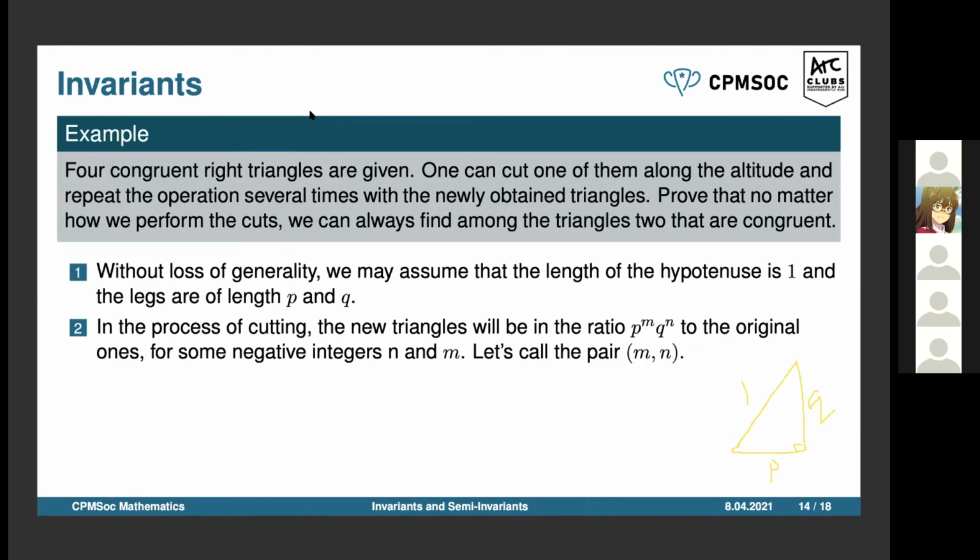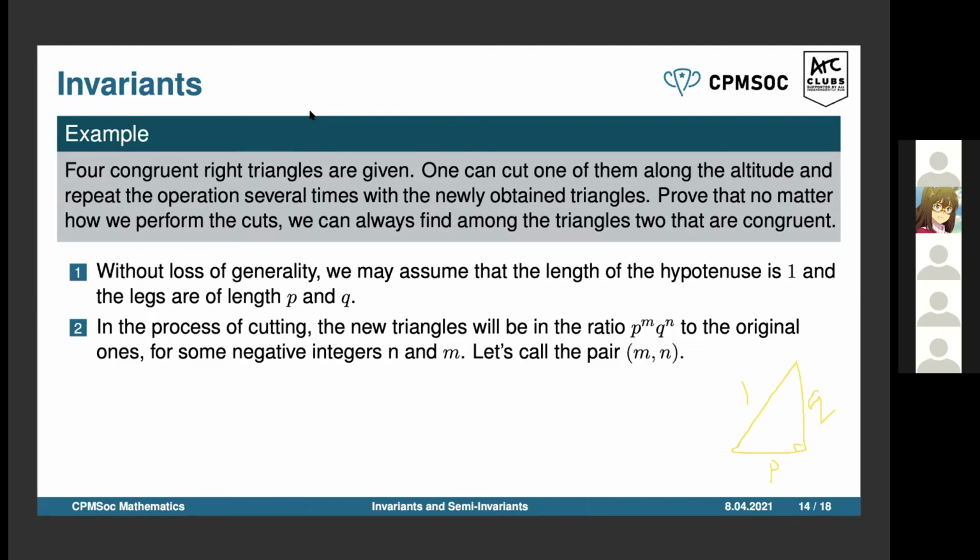So in the process of cutting, the new triangles will be in the ratio P to the power of M times Q to the power of N to the original ones, for some M and N. Actually, I think it's non-negative instead of negative. That's a typo.